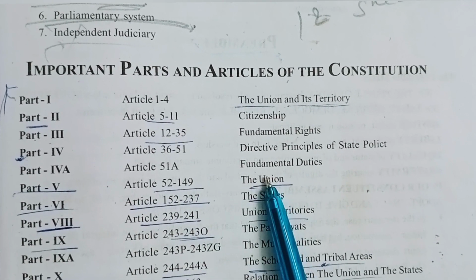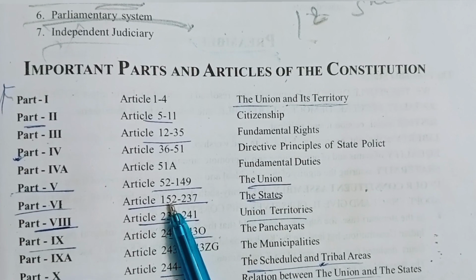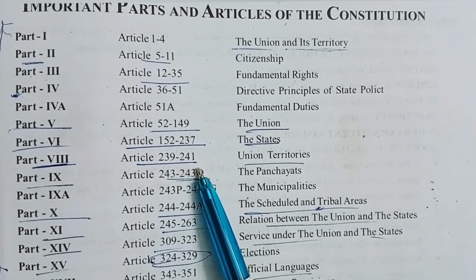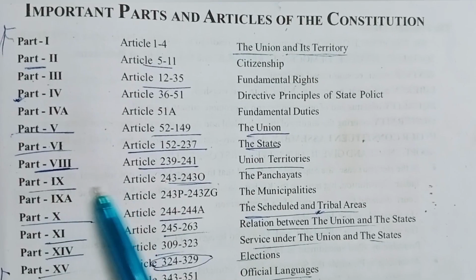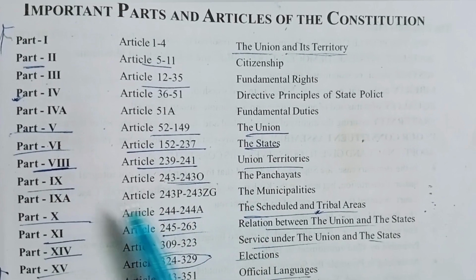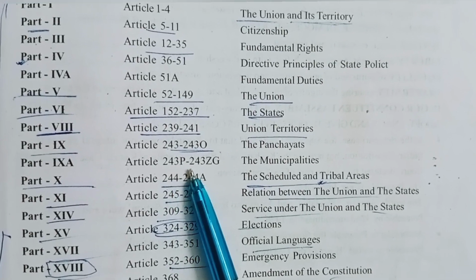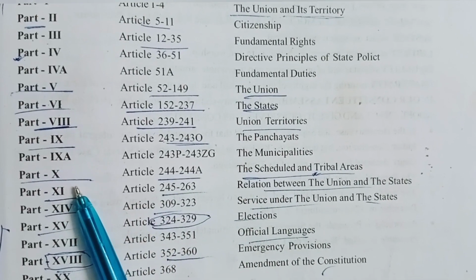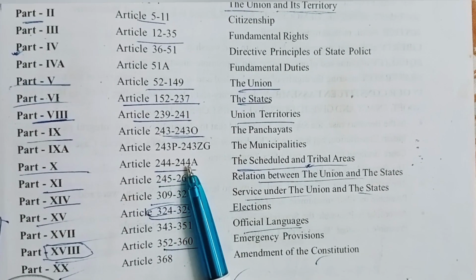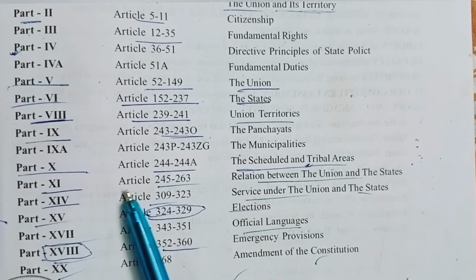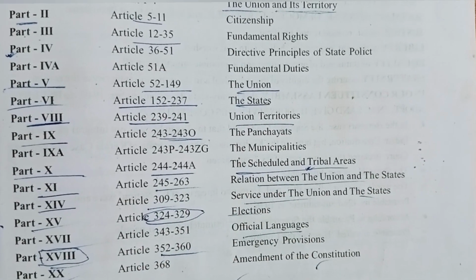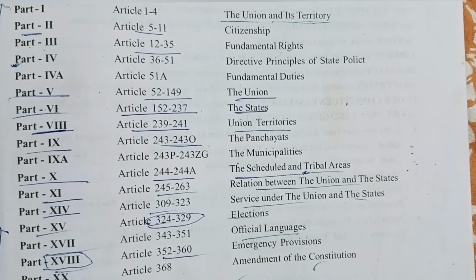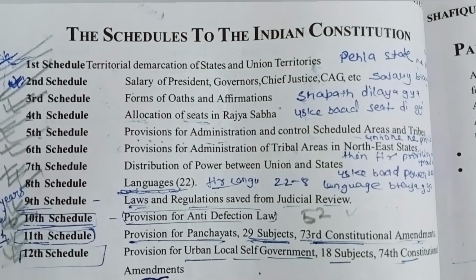Part 5, Articles 52 to 151, the Union. Part 6, Articles 152 to 237, the States. Part 8, Articles 239 to 241, the Union territories. Part 9, Articles 243 to 243O, the Panchayats. Part 9A, Articles 243P to 243ZG, the Municipalities. You can remember by your own tricks or take a screenshot. Parts 1 to 22 and their articles and what they talk about are given. These are the very important parts of the constitution.